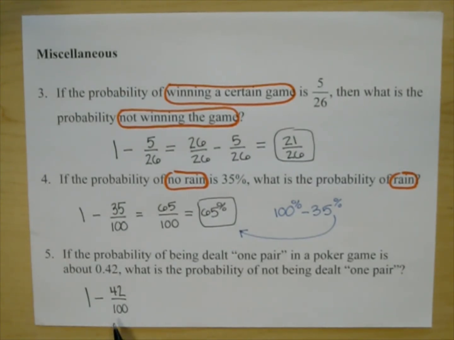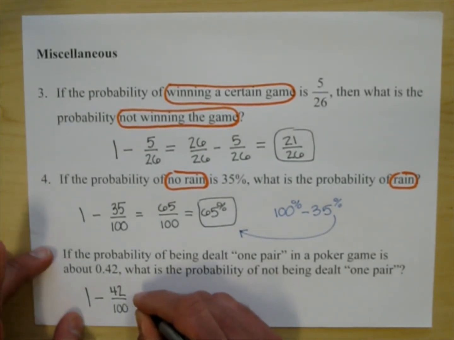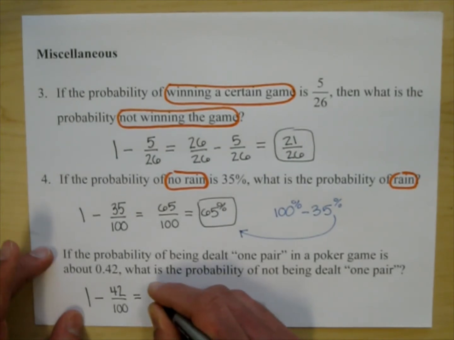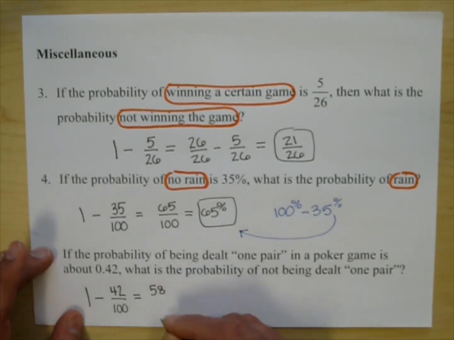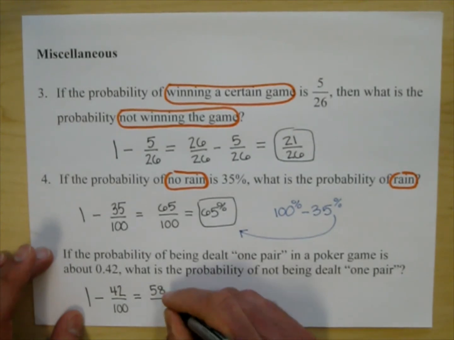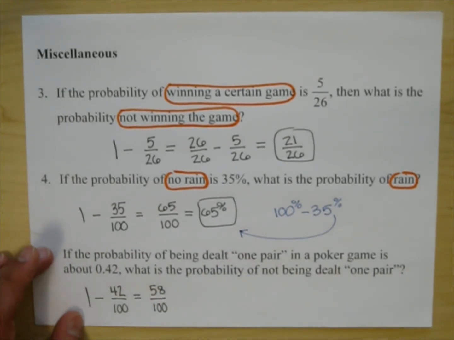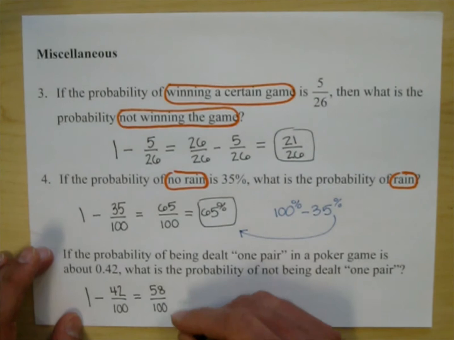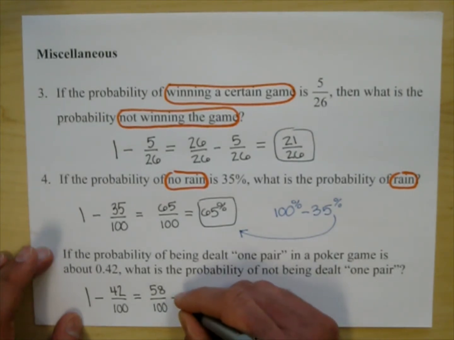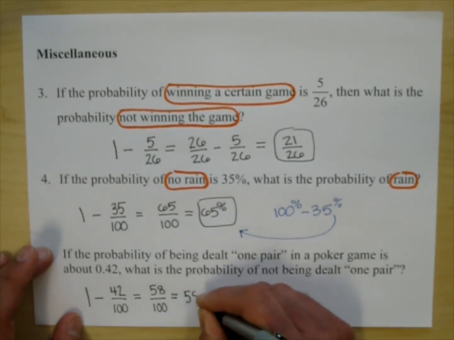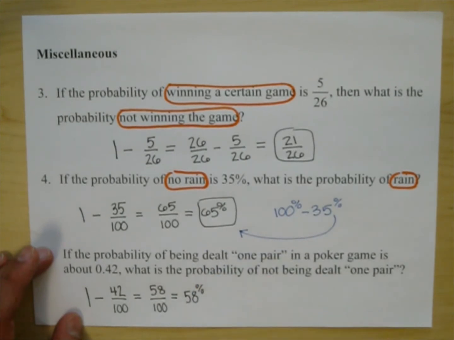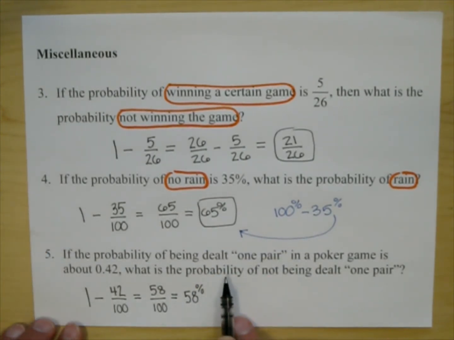Some of you might not prefer this way, and I'll go ahead and write out the blue way after. So really, you're going to go 100 minus 42. 100 minus 42 is 58 over 100. 58 over 100 is 58%. So that is the probability of not being dealt one pair in a poker game.